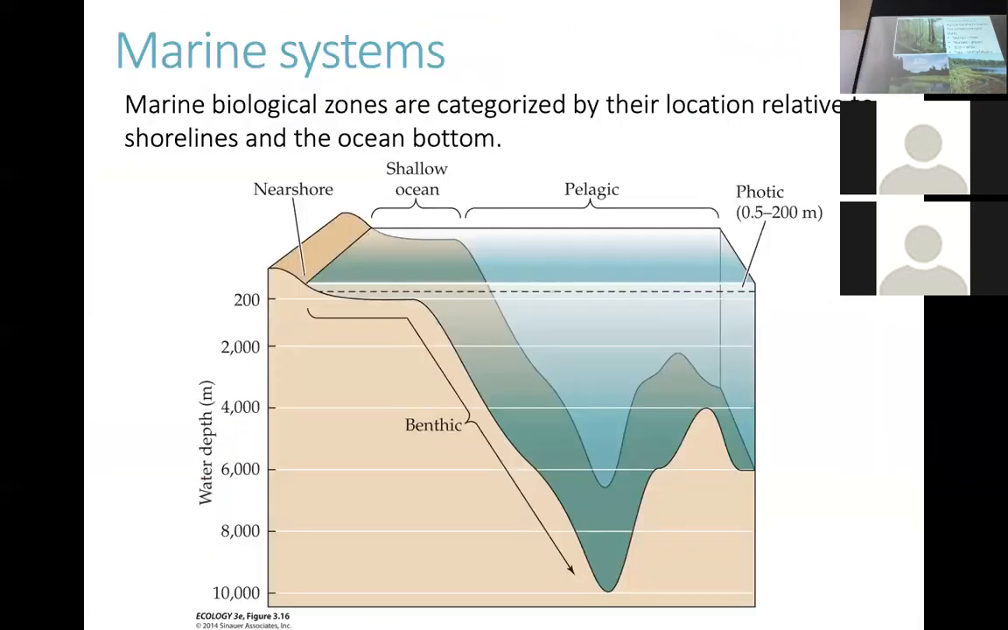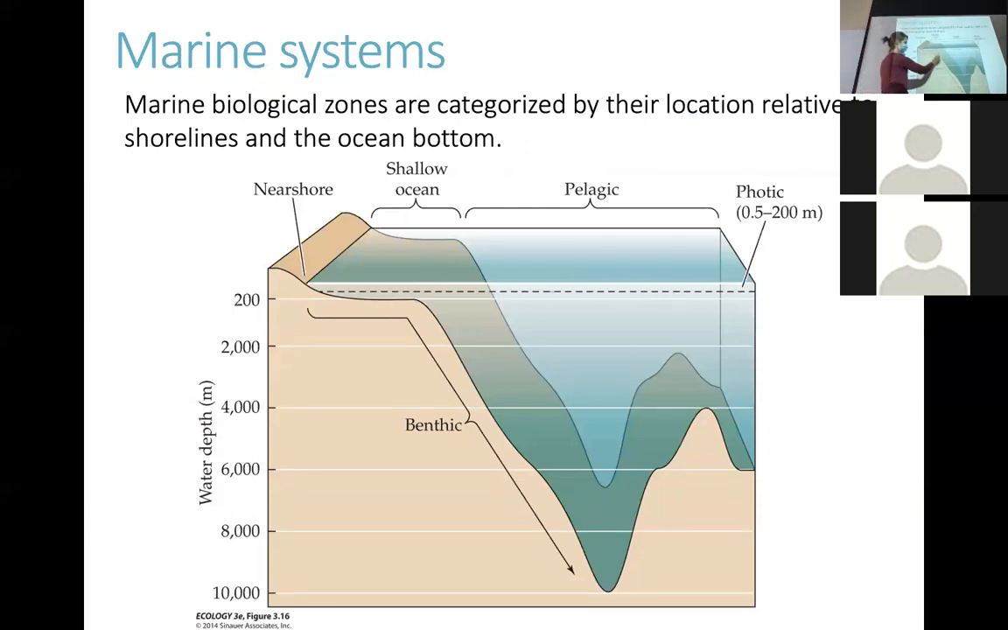All right, on to marine systems. If we think of the ocean, we can kind of divide it like we do a lake. You have, first off, the photic zone. So just like in a lake, you have the top layers of water where light can reach down to 200 meters.